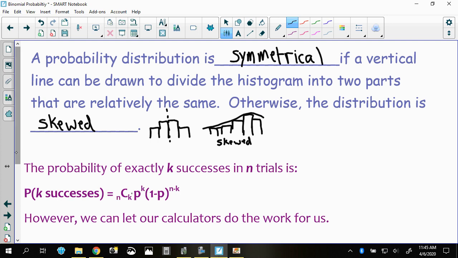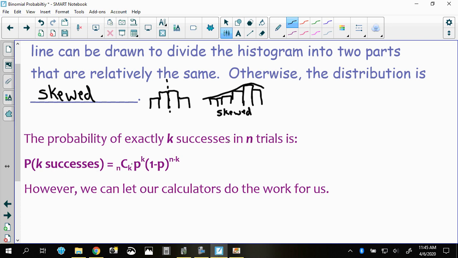Okay, so the probability of getting k successes in n number of trials. So k just represents how many times we want it to happen, and n represents our number of trials. So this is our formula that we use. n choose k, times the probability of success raised to the k power, times 1 minus the probability of success raised to the n minus k, so the total minus successes.